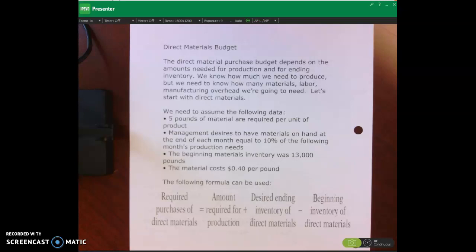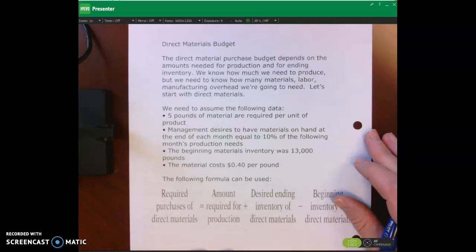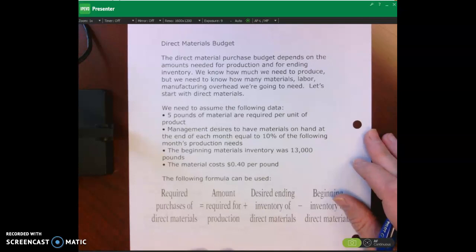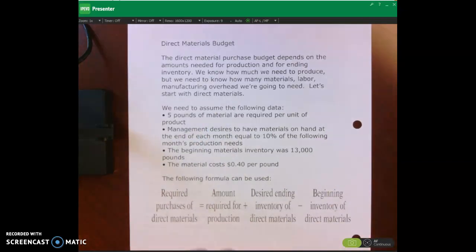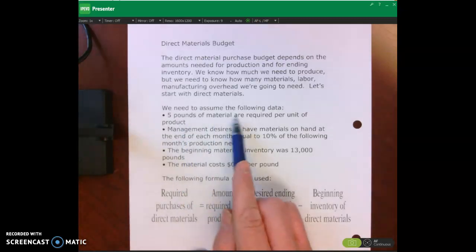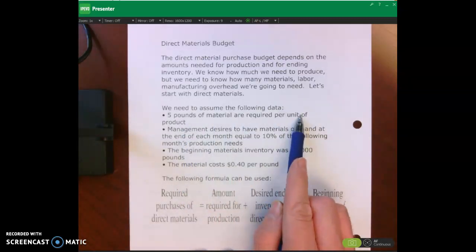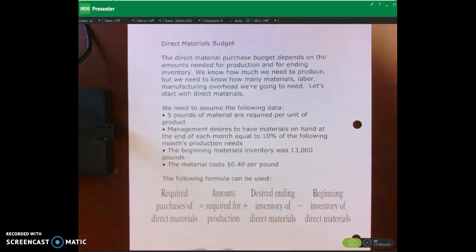Okay, so we need to look towards the production budget to figure out how much materials we need to purchase and how much materials we need to have. Okay, so we have some other assumptions right over here. We know that we have 5 pounds of material for each unit. That would be like saying we have half a cup of lemonade mix for every cup of lemonade. That would be a lot of lemonade mix for a cup of lemonade, but we like it really sweet.